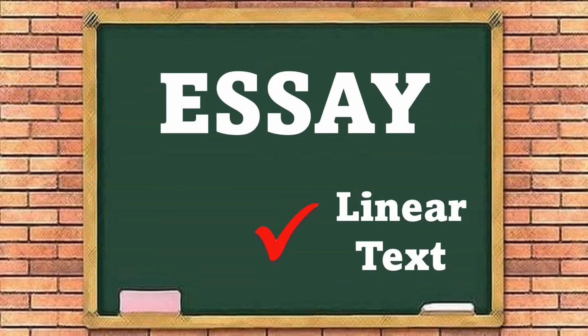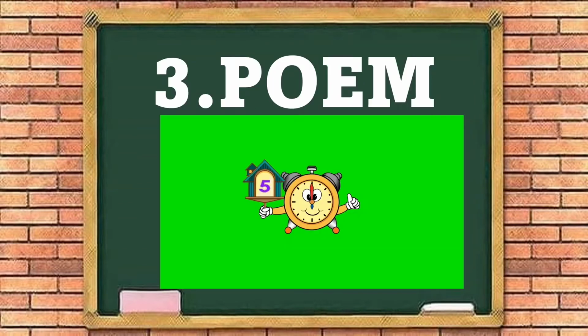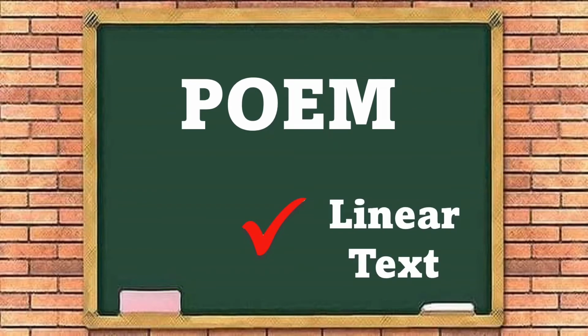Very good. Essay is an example of a linear text. Number 3. Poem. You're doing great. Poem is an example of a linear text.